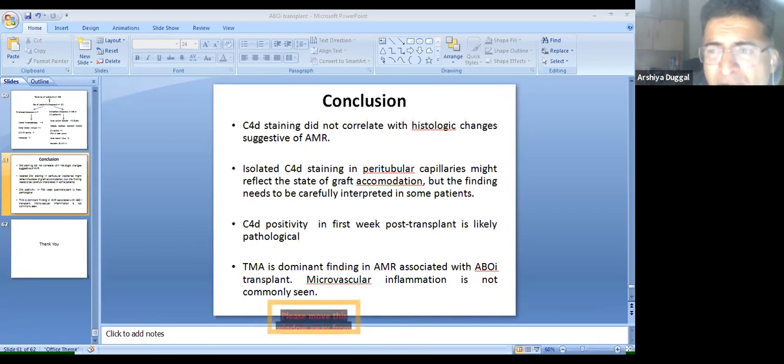So some say that you should get the complement levels done before any patient undergoes an ABO-incompatible transplant. But I don't know whether you routinely do C3 complement levels before ABO-incompatible transplants. And is any center doing protocol biopsies in ABO-compatible transplants?